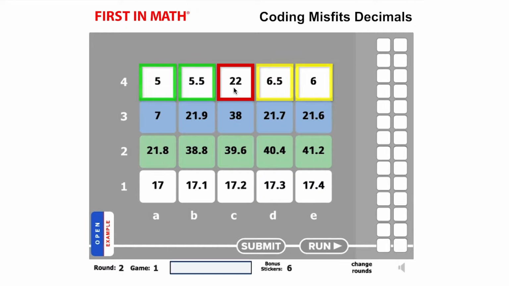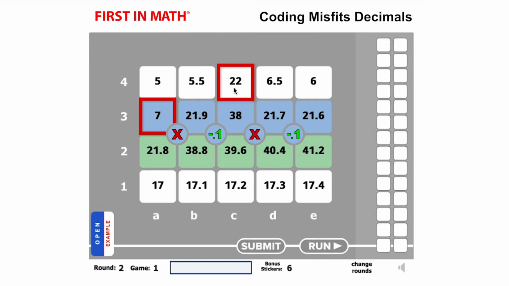Now that you know this, find the number to take the spot of the 22 in one of the other pattern bars. The 7, which is in row 3, column A, is the number we want to swap with the 22, because the 22 fits the pattern in row 3, which is subtracting by 0.1.